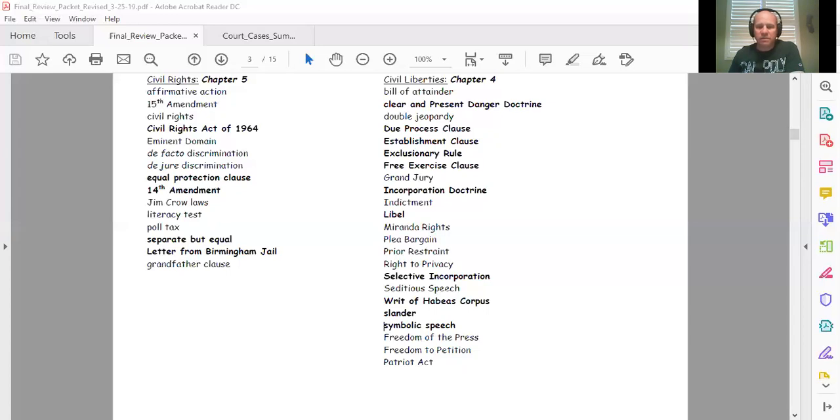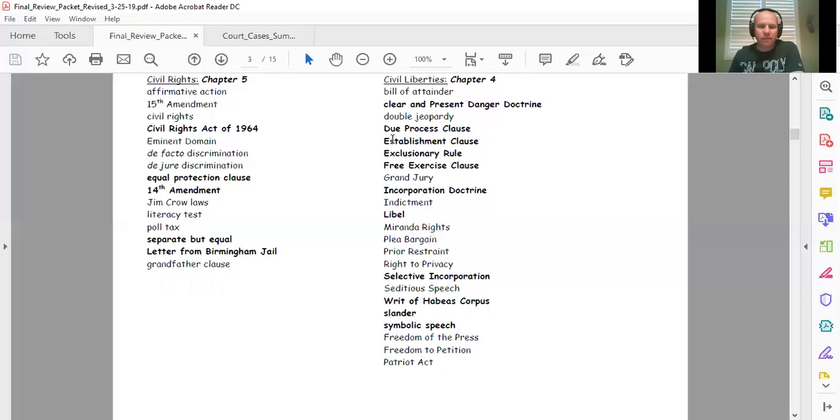Okay, let's come back to our packet here. Freedom to petition, the First Amendment, the Patriot Act. Some people would argue that the Patriot Act is a violation of our Fourth Amendment rights. The Patriot Act was passed just after September 11th, when the terrorist attacks on New York and the Pentagon in Washington, D.C. happened. It allowed government agencies to wiretap phones, monitor bank accounts, and monitor email accounts without actually serving a search warrant, in the name of stopping terrorism.